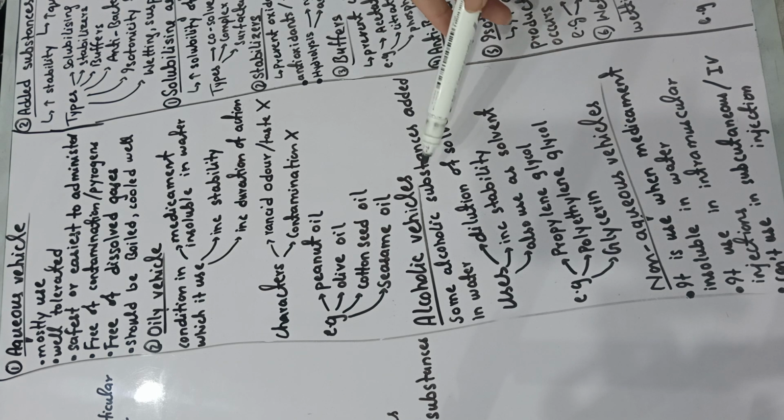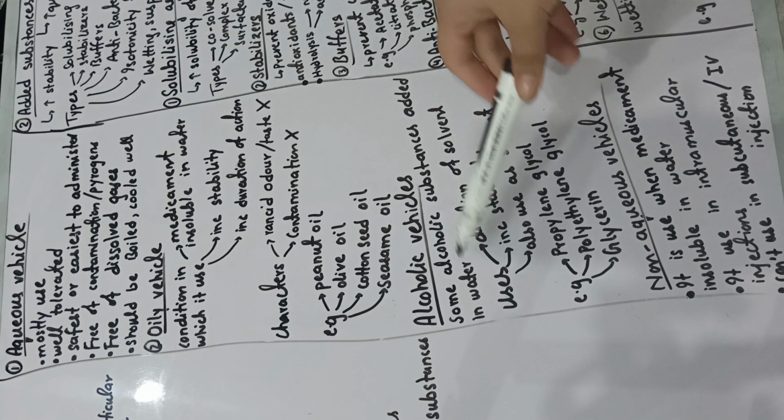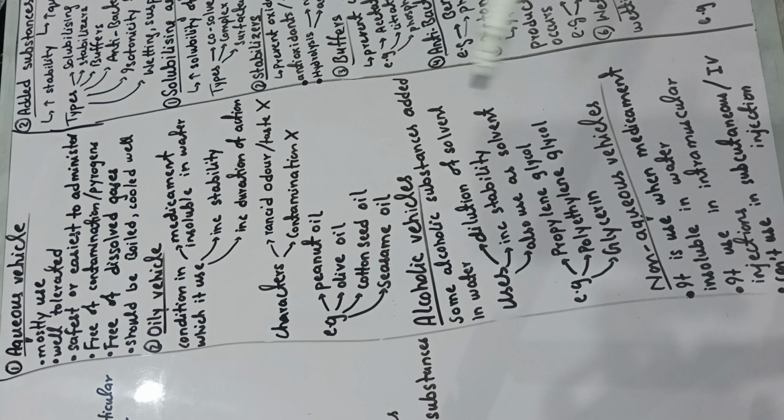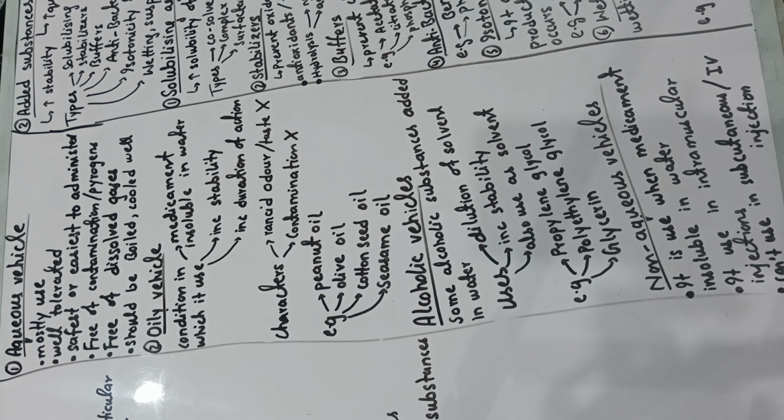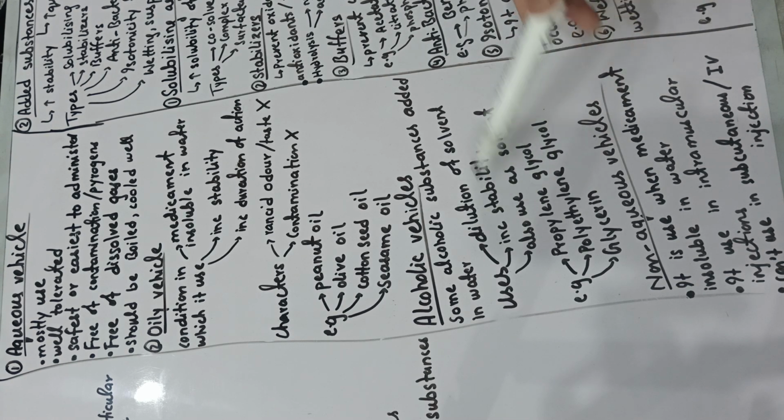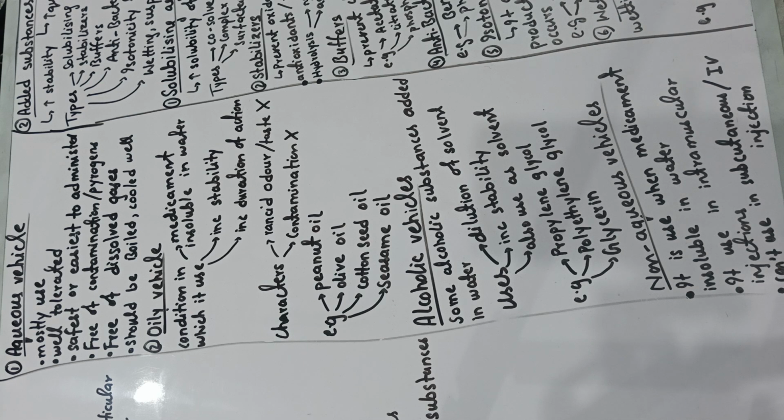Now there are some alcoholic vehicles. Some alcoholic substances are added in water, and then they are injected. The use is to dilute the solvent. Suppose you have a solvent which is very viscous in nature, so in order to dilute it, we will add some alcoholic substances into it.